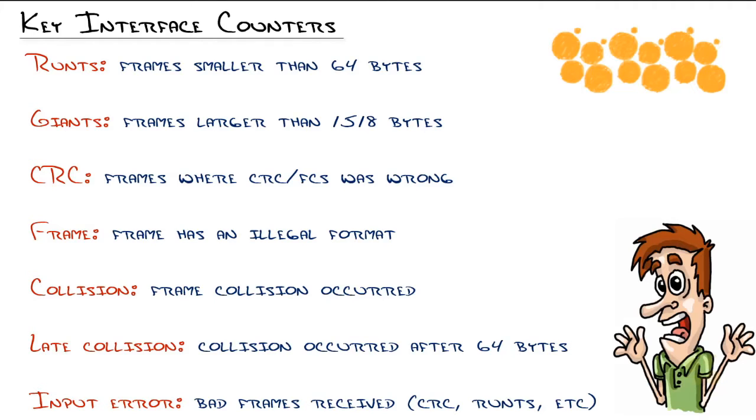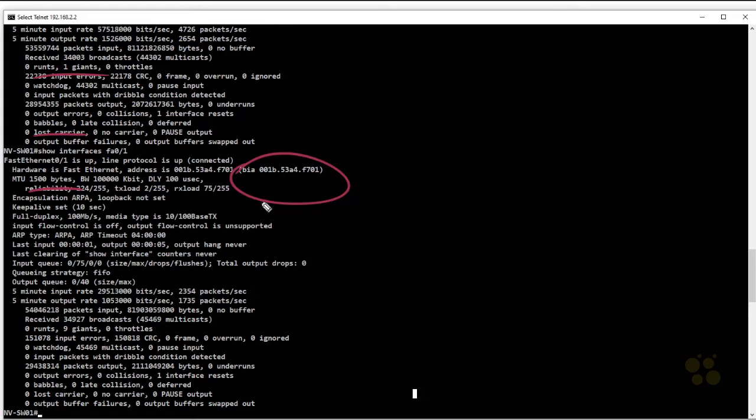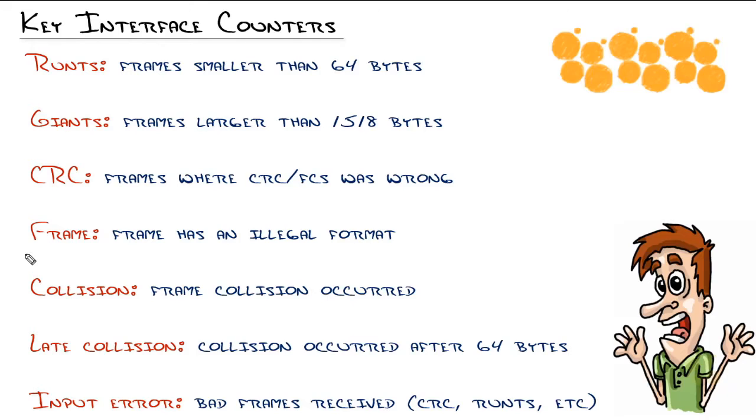All right, so I'm going to flip back to the slide because I think I covered all of these in my random rants and ravings. Runts, giants, you got all those, right? CRC is where the formula is wrong, and we see those happening all over the place right here because essentially my cable's messing up all the data. The frame is an illegal format. I mentioned that. Collision and late collision both typically indicate a duplex mismatch.